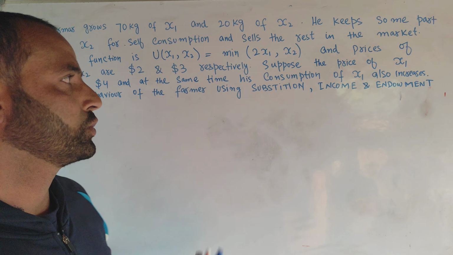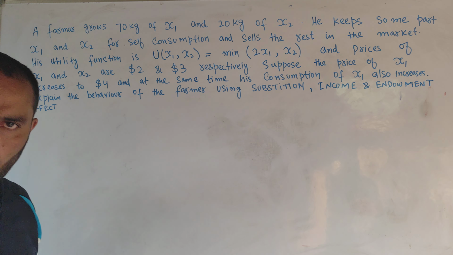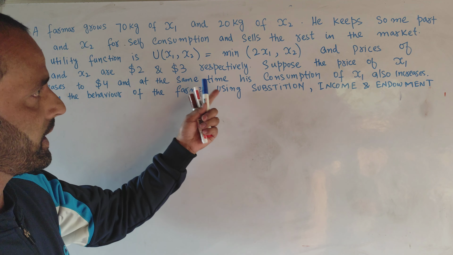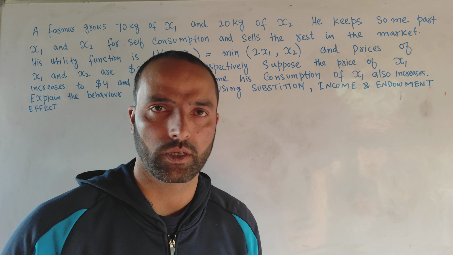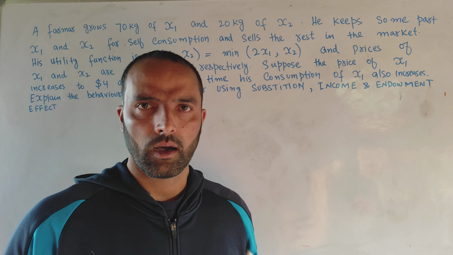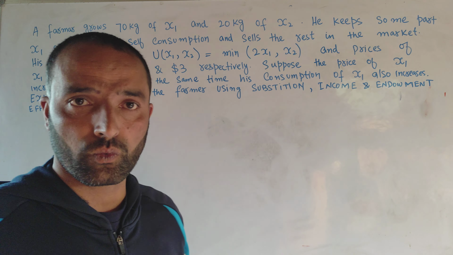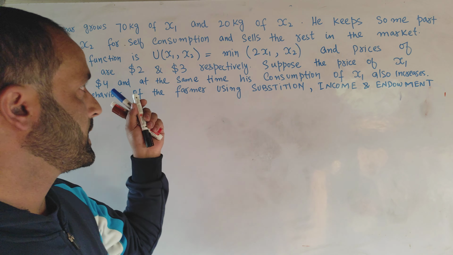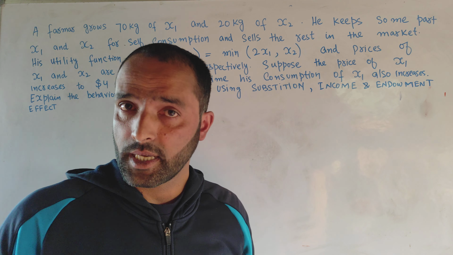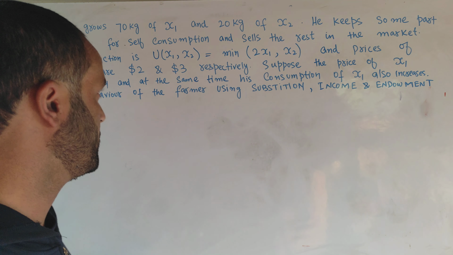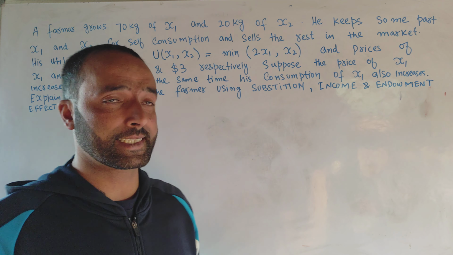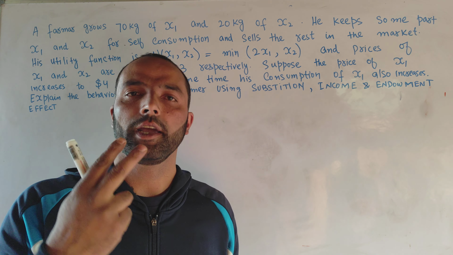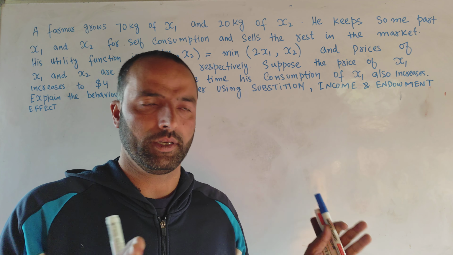Suppose the price of good X1 increases to $4, and at the same time his consumption of good X1 also increases. It seems unlikely here, but let us see why it is more likely. When the price of X is increased, consumption of X also increases. I will explain it in this example. We have to explain the behavior of this farmer using the substitution effect, income effect, and endowment income effect.